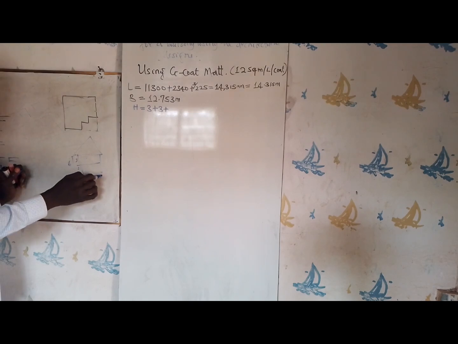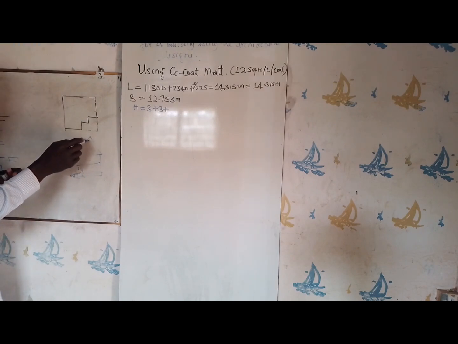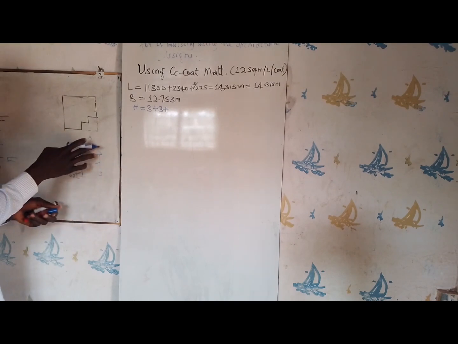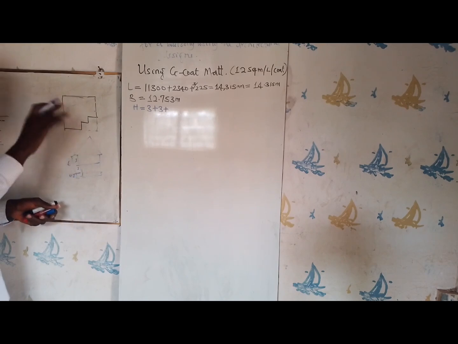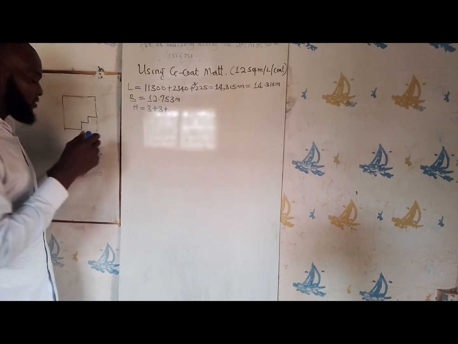Then there is a kind of step here, which is no more than 0.3 meters in this particular building. At times it can be 600. We will deal with this one later. This will just be the front and the back, not the sides. The gable end will be at the front and the back. So now this one is plus 0.3.